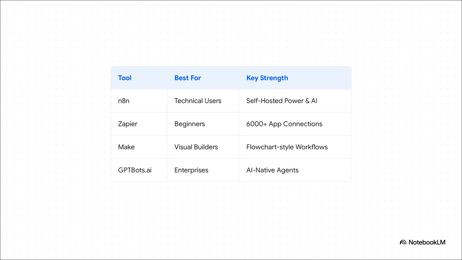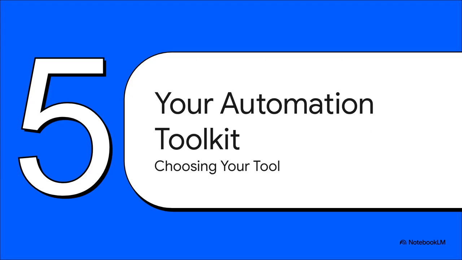You've got n8n, the champ of self-hosting and custom AI for technical folks. Then there's Zapier, the undisputed king of easy connections with over 6,000 apps. It's the go-to for beginners. You have Make, which is perfect for visual people who think in flowcharts. And then there are specialized tools like GPTbots.ai, built from the ground up for big companies that need seriously advanced AI agents.